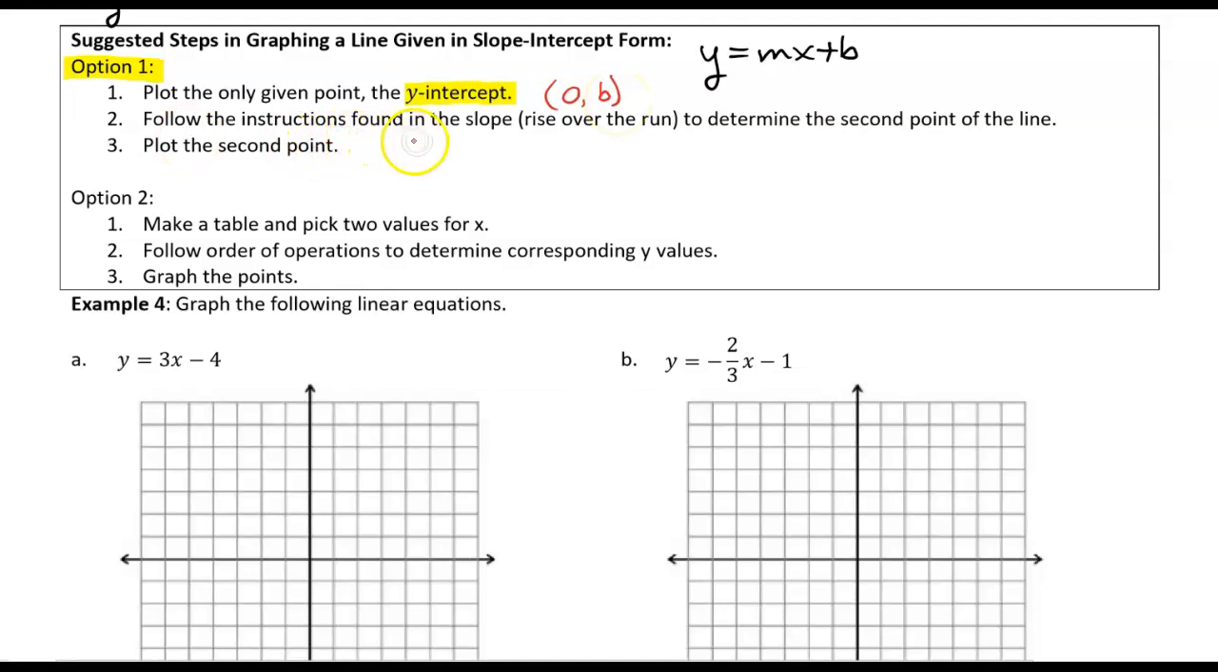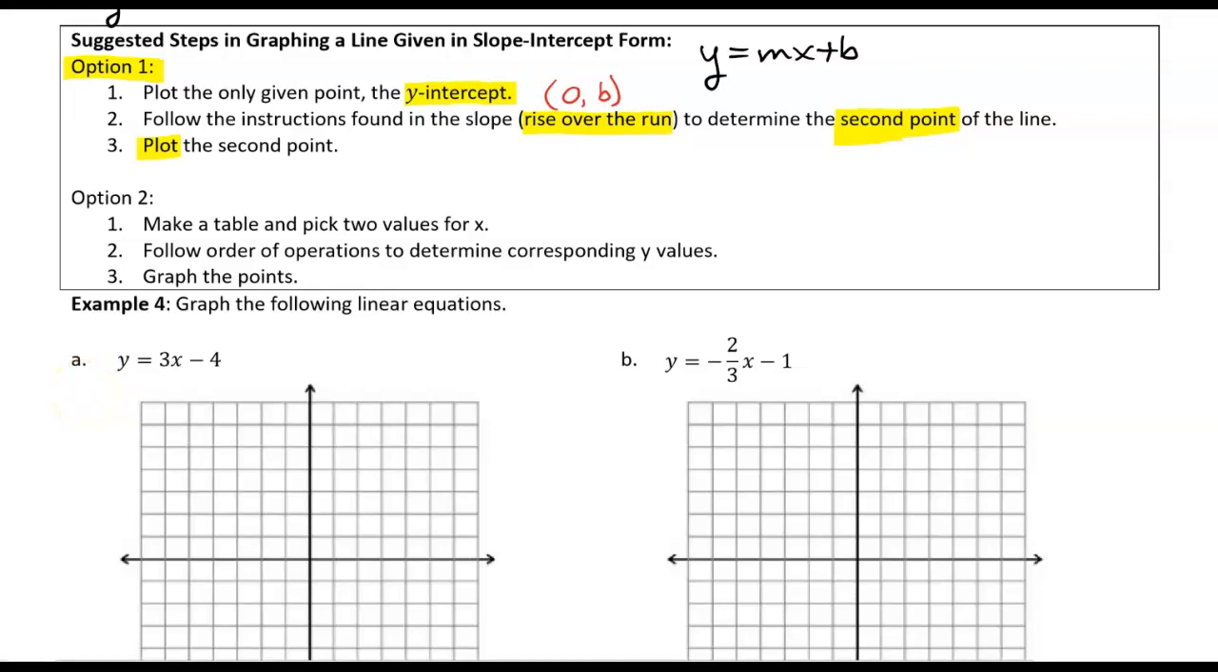Then we're going to follow the instructions found in the slope. We're going to apply the rise over the run to determine the second point of the line. From this starting point, I'm going to apply rise over run. Sometimes it's up, sometimes it's down, sometimes it's right, sometimes it's left, but I'm going to use those directions to find a second point. And really, all we need are 2 points in order to graph a line. Once we have that second point plotted on our Cartesian plane, we're going to connect them and get our picture. Let's try that first method.